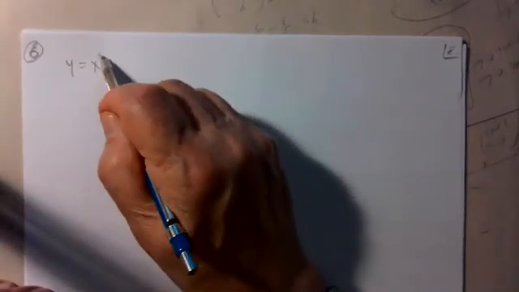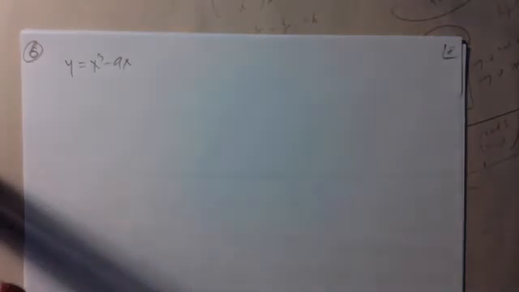Problem 6 is a fundamental problem in calculus where you're given a curve and a point on the curve and you want to find the tangent line. So we're looking at the curve y equals x cubed minus 9x.